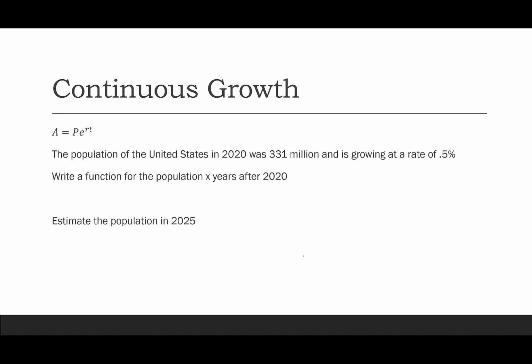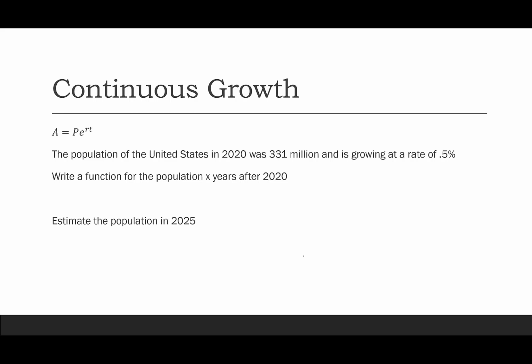So the population of the United States in 2020 was 331 million. It's growing at a rate of 0.5%. We're going to write a function for the population, x years after 2020, and then we'll estimate the population in 2025. So we'll do a little forecasting.